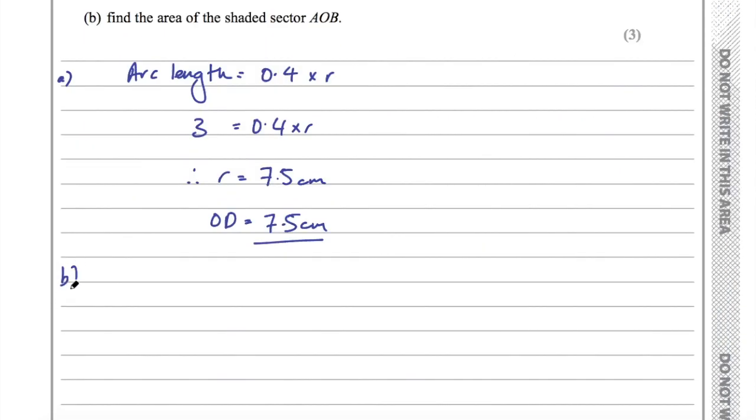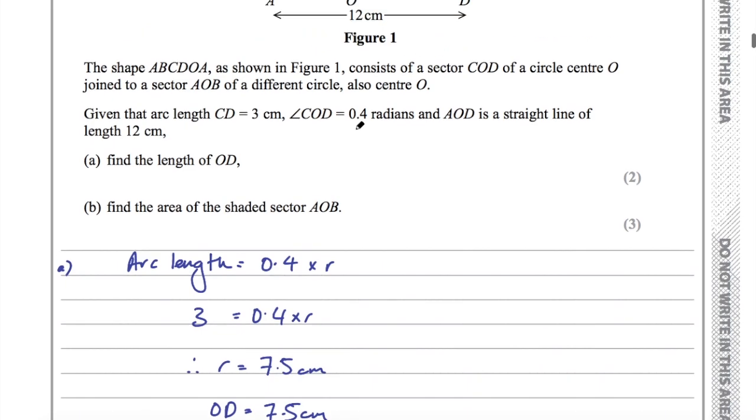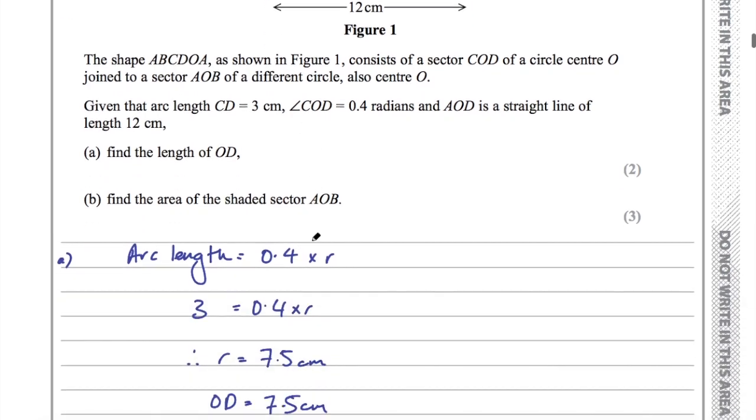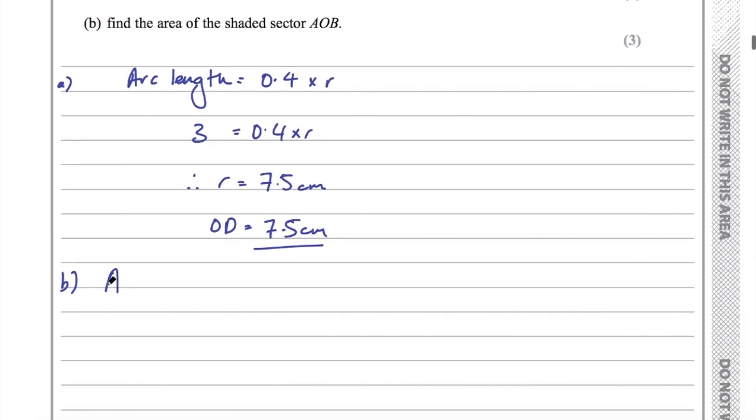And part B asks us to find the area of the shaded sector AOB. Right, so the first thing I want to do is to work out AO. Now that I have OD and I know this whole length is 12 centimeters, AO will be 12 minus 7.5, which is 4.5 centimeters.